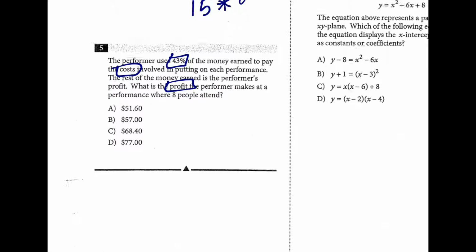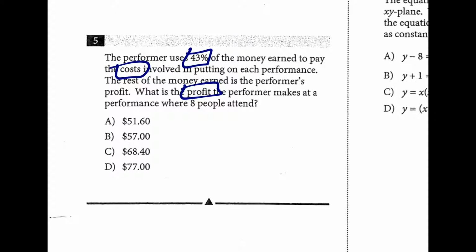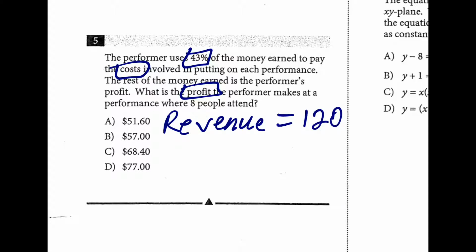Number 5, this 43% represents the costs. Then they want to know the profits. So from the earlier problem, we know that the performer earns $120 when 8 people attend, and here 8 people attend. So our total revenue is equal to 120. And this revenue is comprised of all the money coming in. But some of that has to go back to pay our costs.